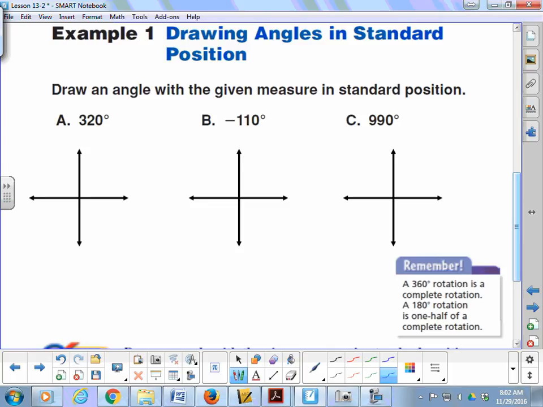So we're going to start with these three: 320 degrees, negative 110, and 990 degrees. So the first thing you're going to do is put these on your paper and then draw a set of coordinate axes so that you can use them to make the angle.